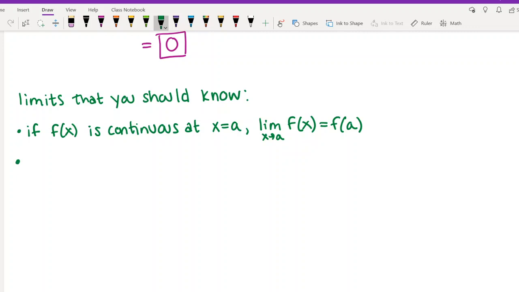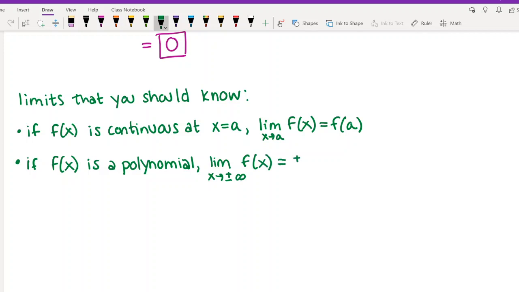Another one is that if you're taking the limit of a polynomial as x approaches positive or negative infinity, your answer is either going to be positive or negative infinity, and it's going to depend on the end behavior. This is something I talked about at the beginning of the quarter, in the video about limits at infinity. If you look at the degree and the leading coefficient of a polynomial, you can know what that graph is shaped like and use that to tell you what the limit is.